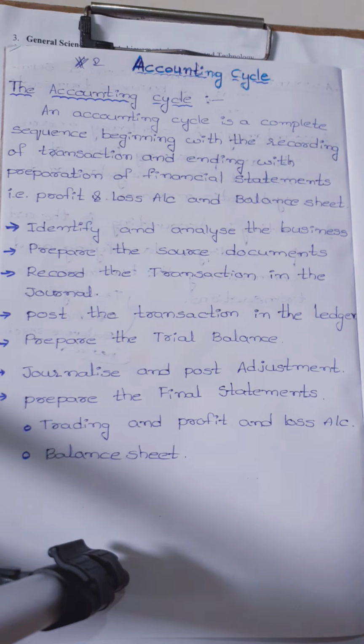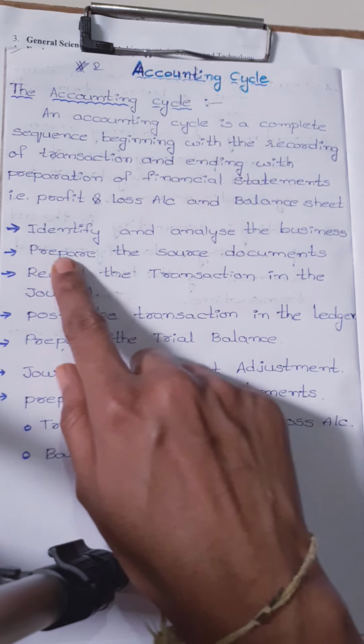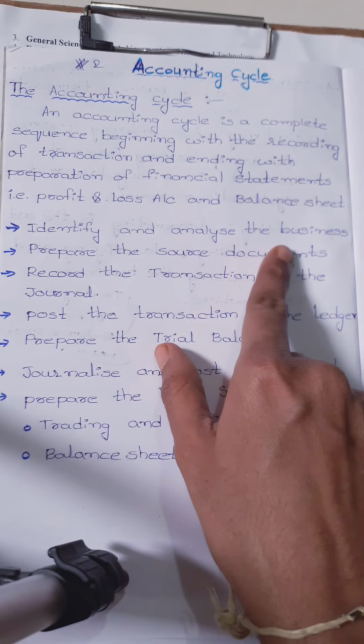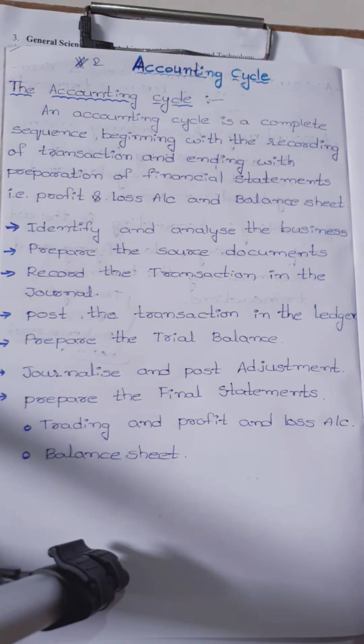Okay, this is our accounting cycle. So, the first one is identify and analyze the business. What kind of business are we doing? According to that, we are going to prepare journal entries, etc.